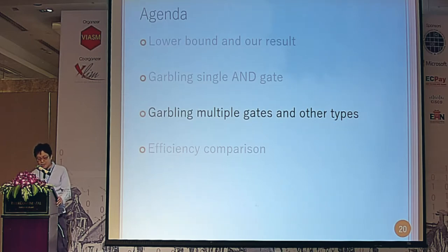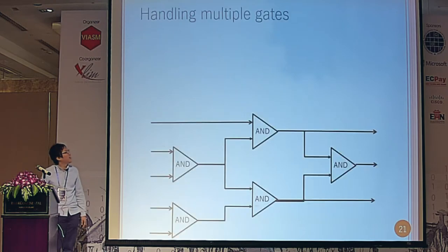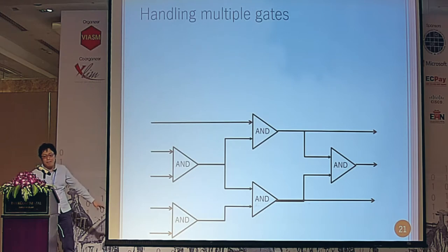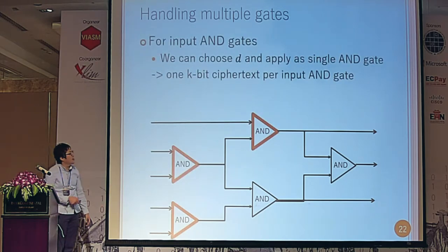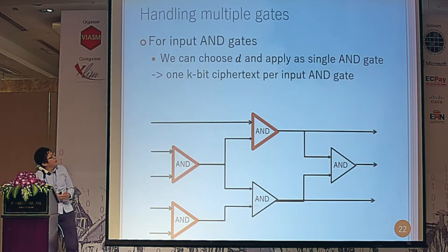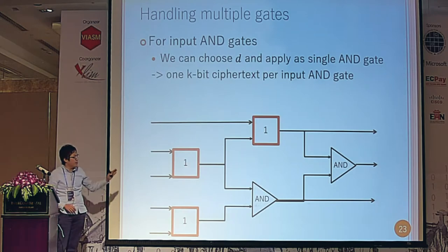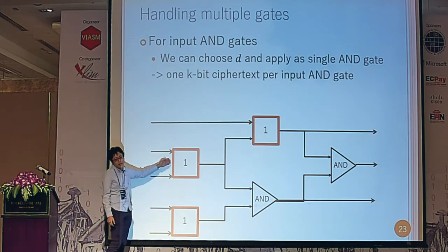Okay, next we explain the case of garbling multiple gates and other types, for example OR or NAND. Let's consider this circuit. For an input AND gate, meaning that one of the input wires of the gate is also an input wire of the circuit, we can choose the difference D and apply our technique as for a single AND gate. So it requires 1 k-bit ciphertext per input AND gate.